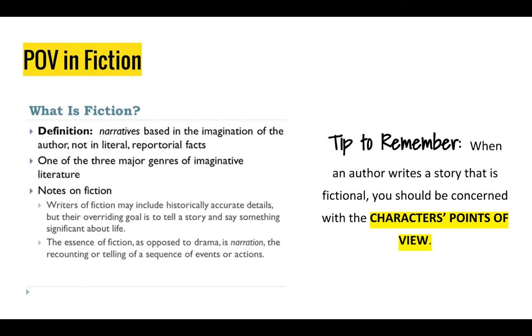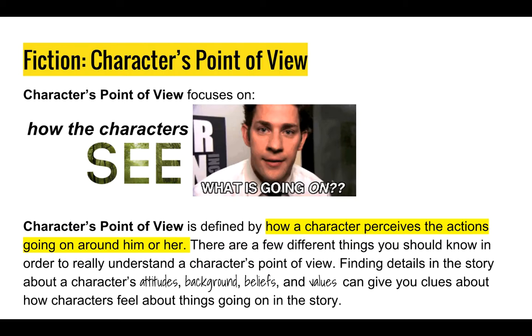So what you're looking for as point of view in fiction is your character's point of view, how the different characters see what's going on around them. So really quickly, let's check this out. That's really all it is. You're looking at how a character perceives what's going on around them. What you're looking for when you're looking at character's point of view is the attitude that the character has, the background that they have, the beliefs and values that they have. And that really tells you a lot about how their character sees things that are happening around them. All right, so that's the first type of point of view that we need to talk about, character's point of view.